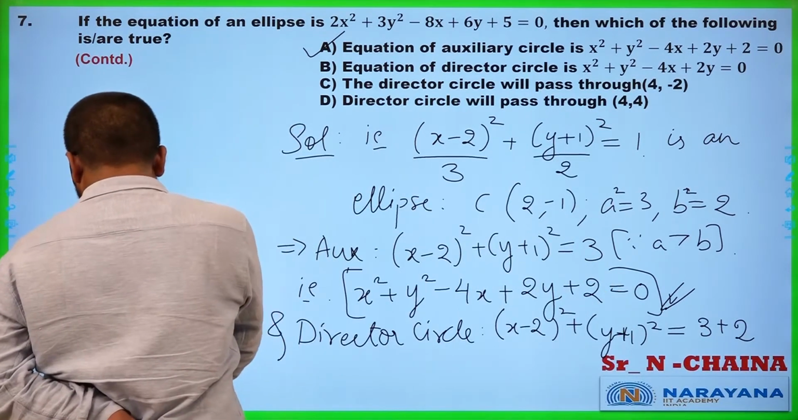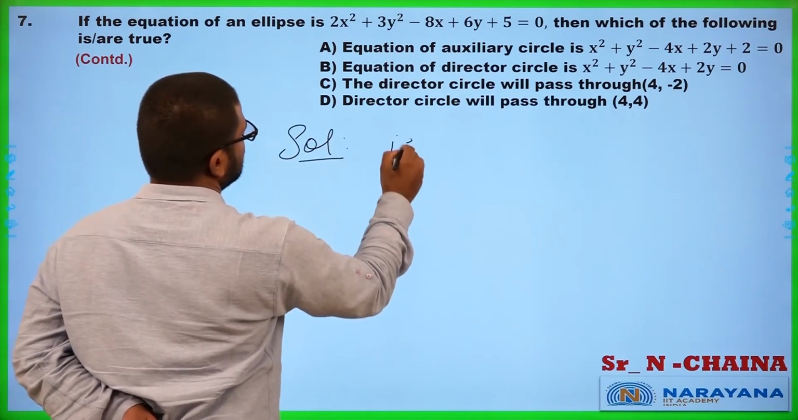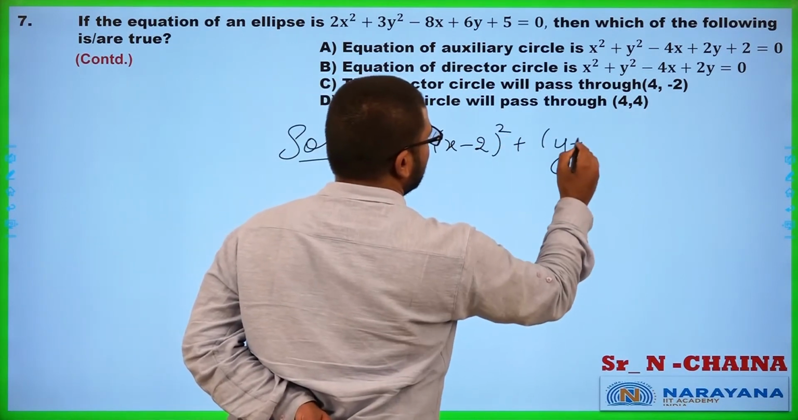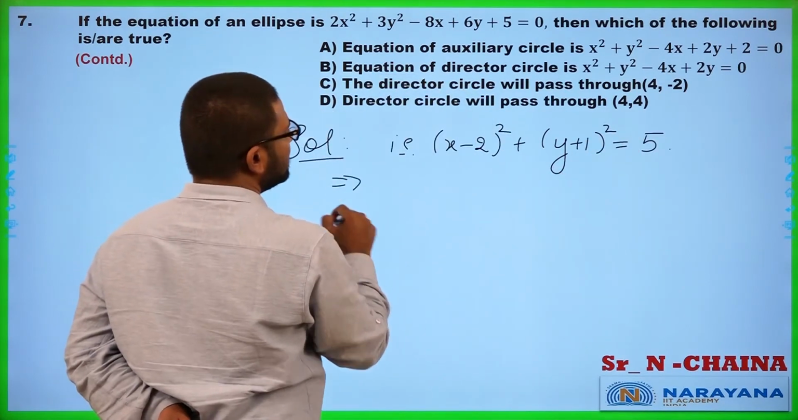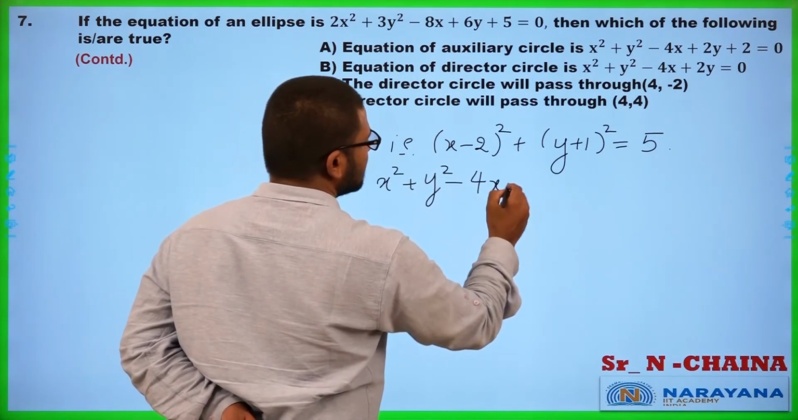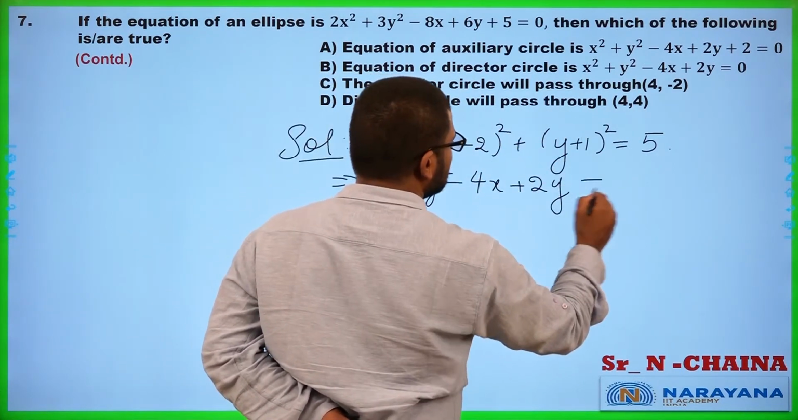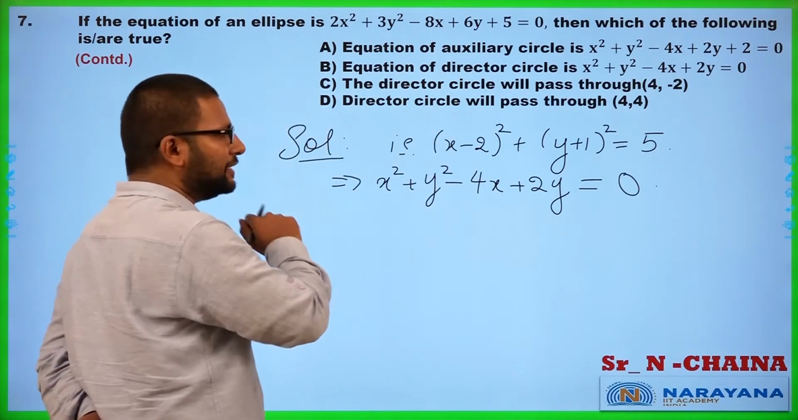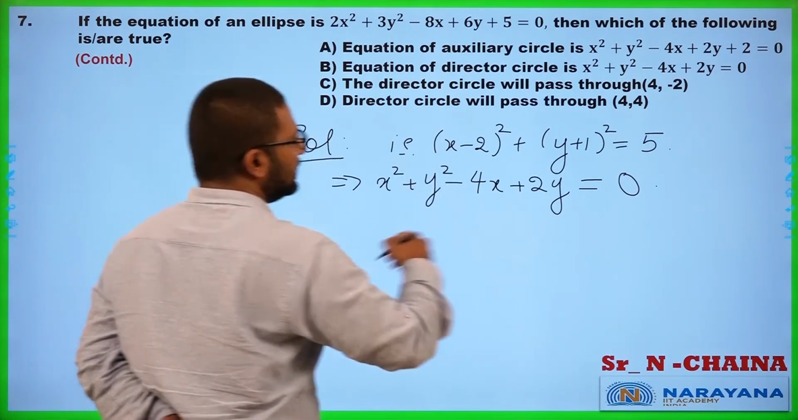So let us simplify that. (x - 2)² + (y + 1)² = a² + b², therefore 5, which means x² + y² - 4x + 2y, and then 4 plus 1 is 5, and then 5 will get cancelled, so 0, right? There is no constant, so it will pass through the origin. Just an extra information. So x² + y² - 4x + 2y = 0. That is the director circle.